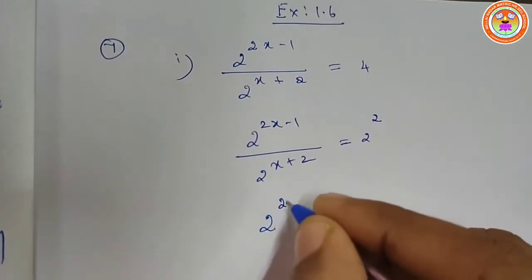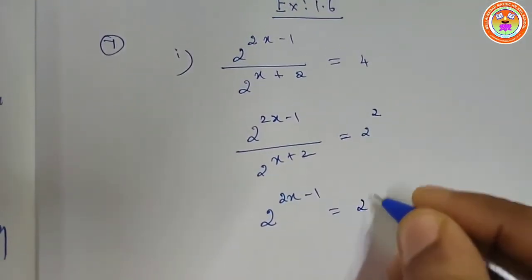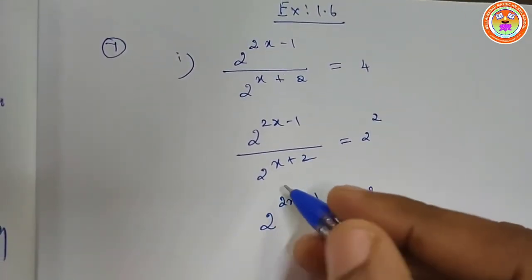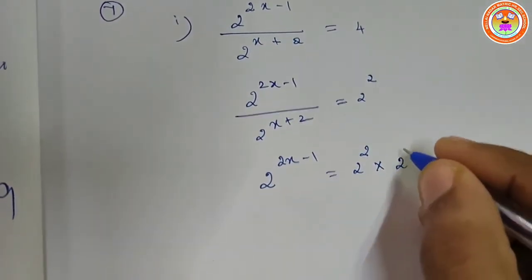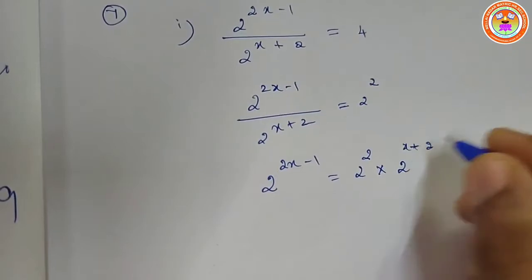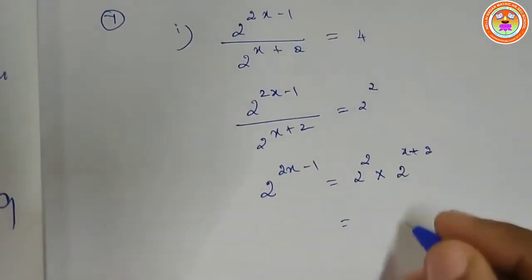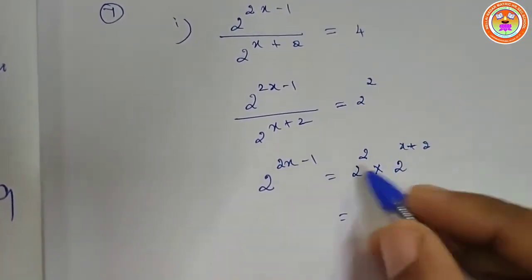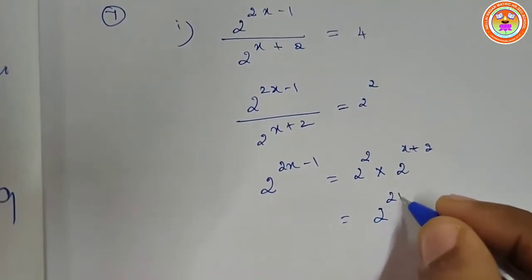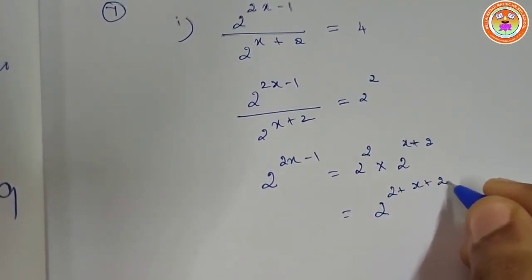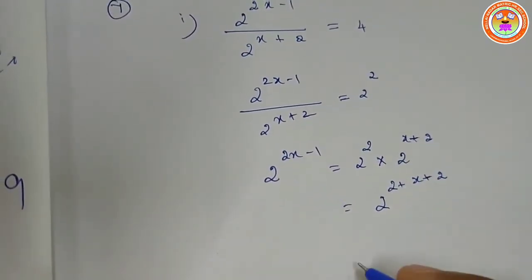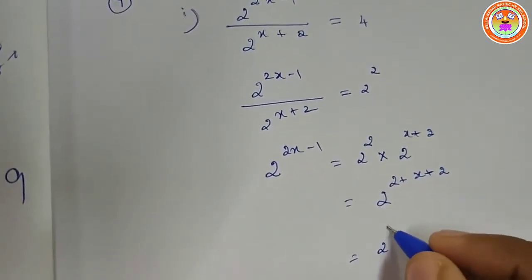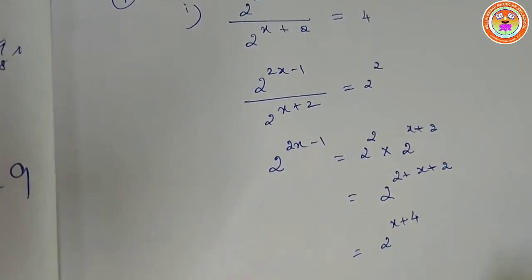So 2 power 2x minus 1 equal to 2 power 2. This has to go to the right hand side, where it will become multiplication of 2 power x plus 2. Now on the right hand side, the bases are same, so add the powers, that is 2 power 2 plus x plus 2. Adding the powers, it will become 2 power x plus 2 plus 2, that is x plus 4.